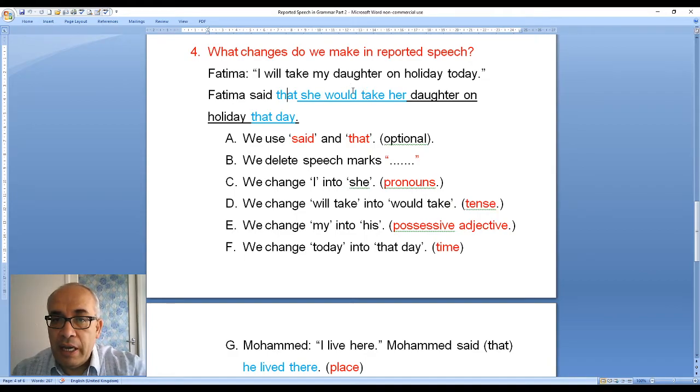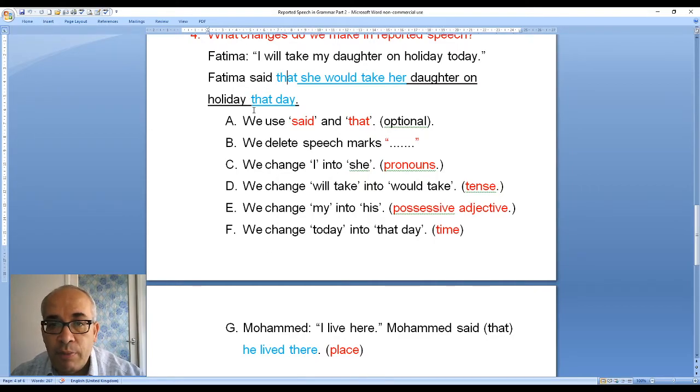So she would take my, I change it into her, daughter, I leave it as it is. Today, I change it into that day. Today is used with the present. That day is used with the past. So if you look, I've got A, B, C, D, E, F, G. I've got 7 changes I have to make.